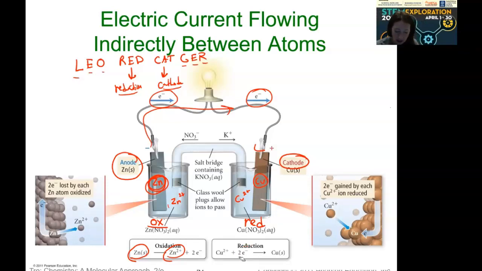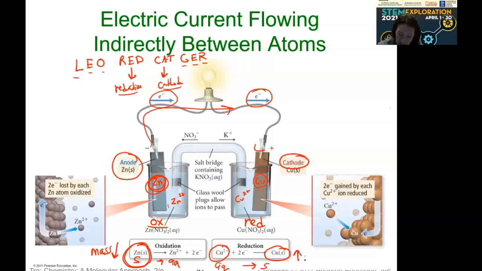And you can see here at our cathode, we're Cu2+ going to copper. At our anode, our oxidation, we're zinc going to zinc 2+. So we have a solid here that's turning into an aqueous. So this is going to continually lose mass, where this one is going from an aqueous to a solid. This one is going to gain mass. So eventually, if we could get it to go far enough, our zinc would totally disappear and we would have a ton of copper over here.